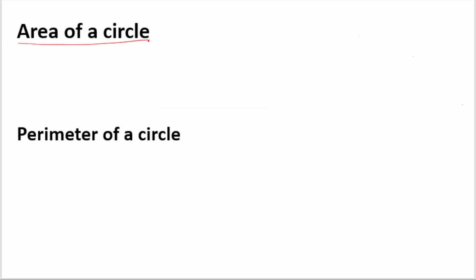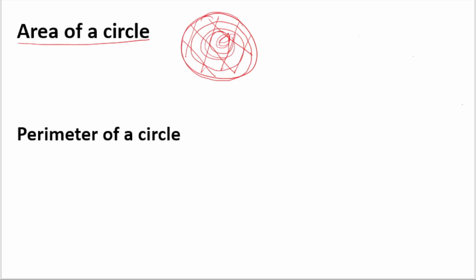What is the area of a circle? It is the space occupied by a geometrical figure. If I take a circle, whatever space this circle is occupying is called the area of a circle. This circle is occupying this full shaded region.